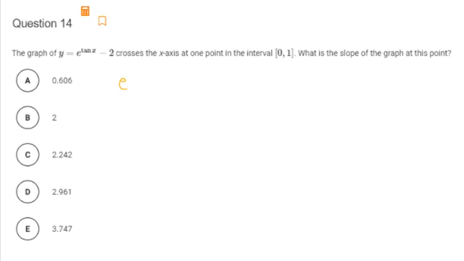So we want e raised to the tangent x minus 2 to equal 0. That represents crossing the x-axis, and we know it's going to be in that interval. Let's go ahead and say we've got e raised to the tangent x equals 2. Now let's take the natural log of both sides. So tangent x equals natural log of 2, which means x is going to equal the inverse tangent of the natural log of 2.